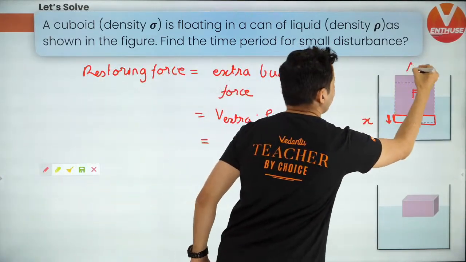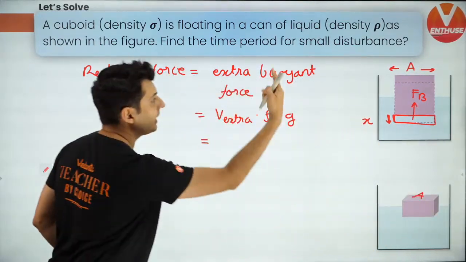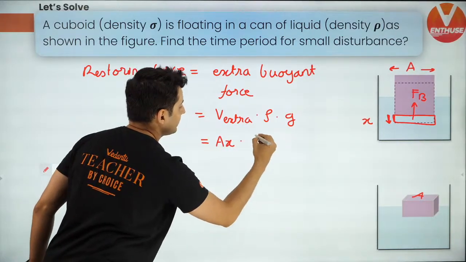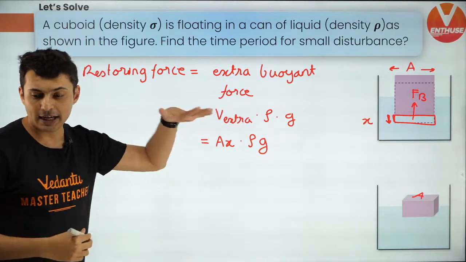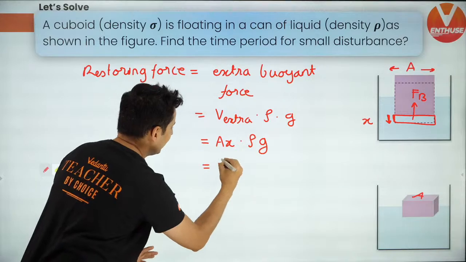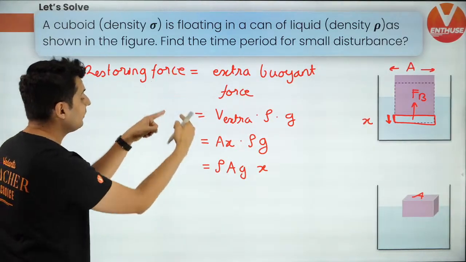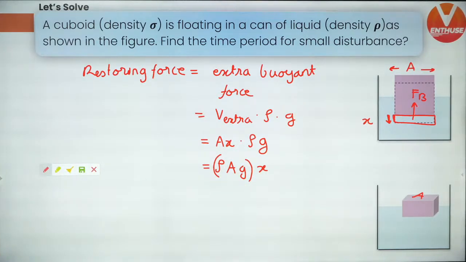And the area of cross section over here, this area is A. Then that volume will be AX and this will be rho G. Correct? That extra volume will be area into X. Now just rearrange and you will get this as rho AGX. Don't you see that force is proportional to X?